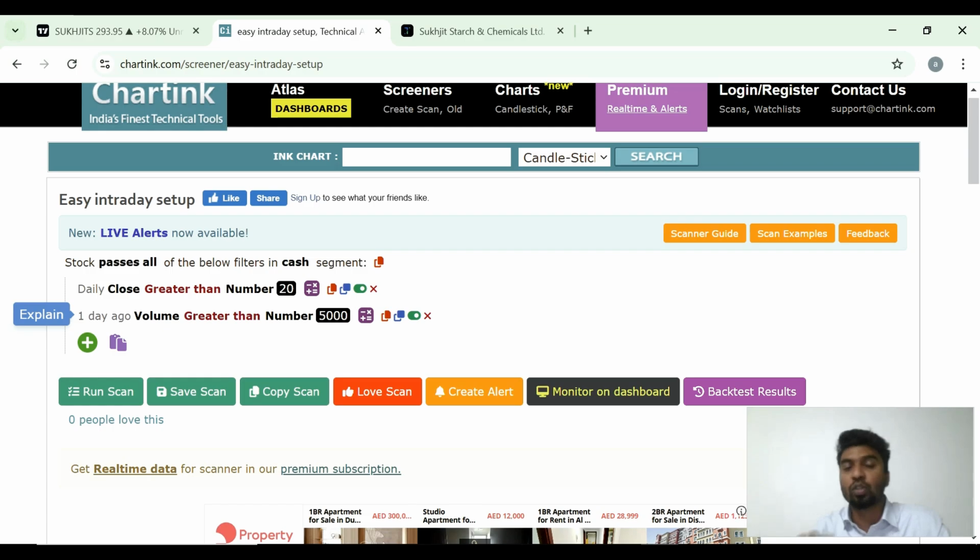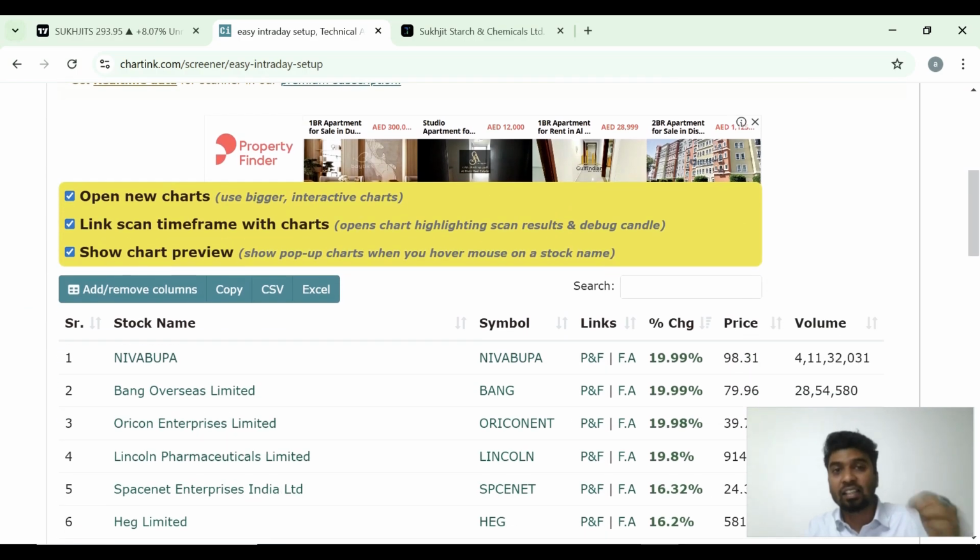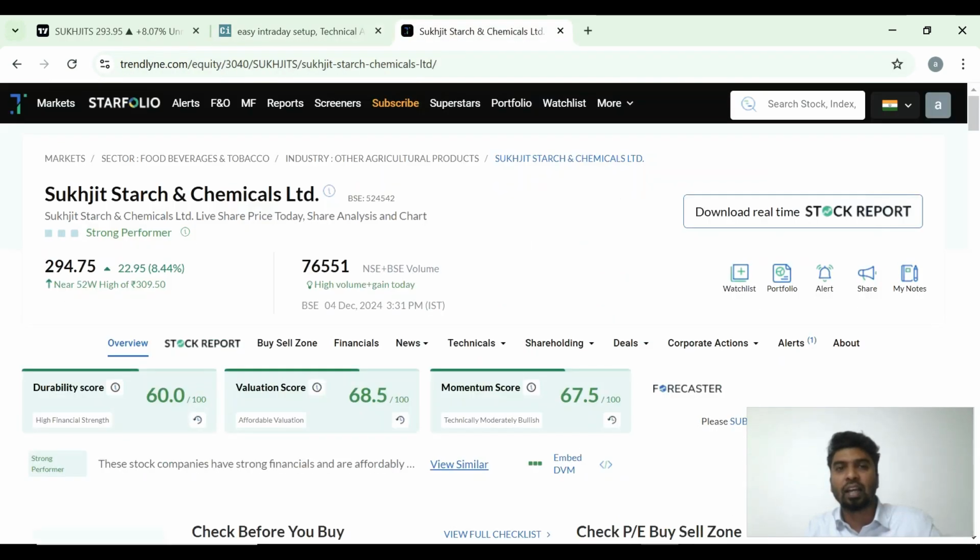Just want to confirm that, because we don't get the time for a full fundamental study. We don't have the time. So we need to simply and quickly assess whether this stock has the momentum to reach the target or not. That's why we are getting help from Trendlyne. We will put each and every stock in this search bar, and we will find out whether this stock has a durability score or a momentum score.